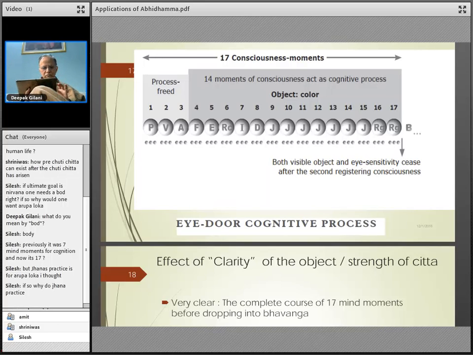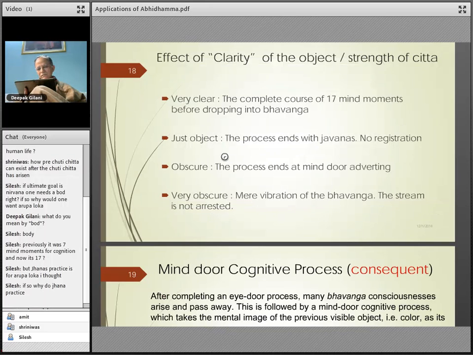So the next one was the effect of clarity of the object. So depending on the strength of the external object which is impinging, there will be different impacts. So if the object is very clear, there will be complete 17 mind movements. If it is very mild, just the object, the process will end with javana, there will be no registration. If it is obscure, then the process will end at the mind door itself, mind door adverting. And if very obscure, बहुत ही हल्का है, so there is mere vibration of bhavanga and the stream is not arrested even. You continue to be in that state of bhavanga.